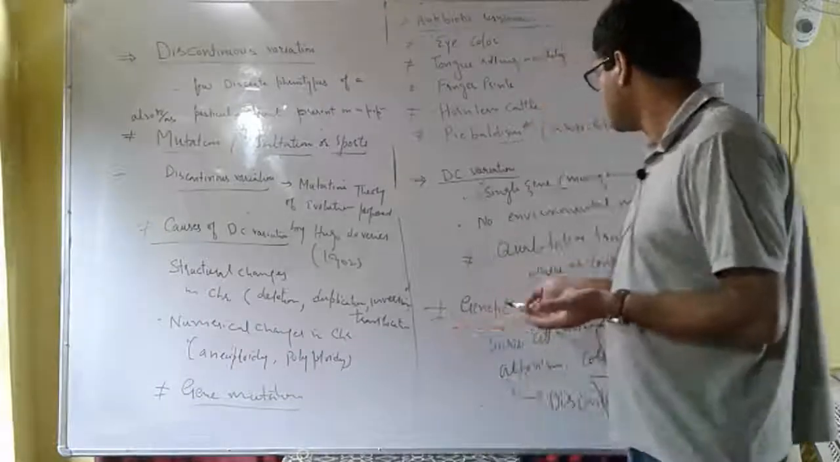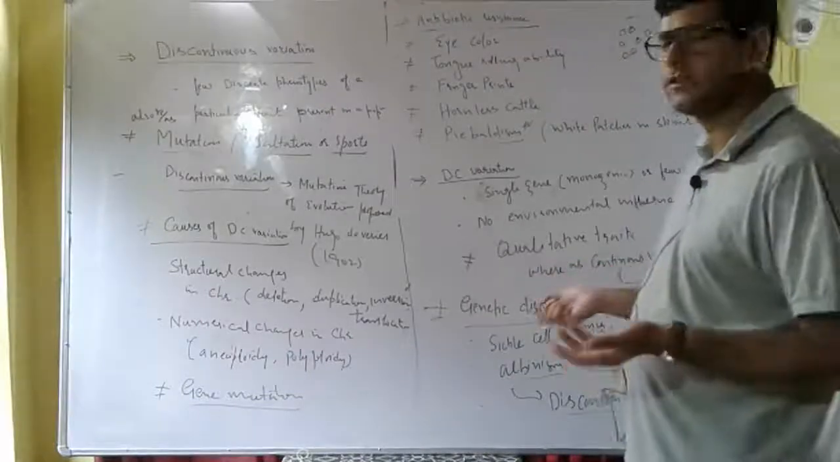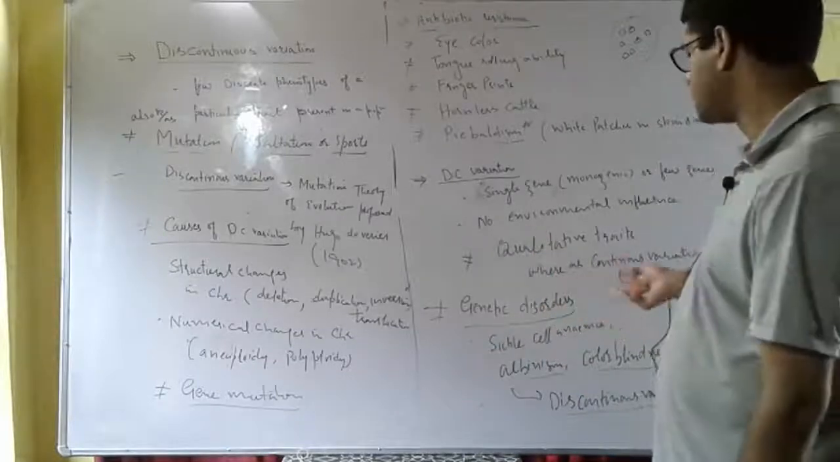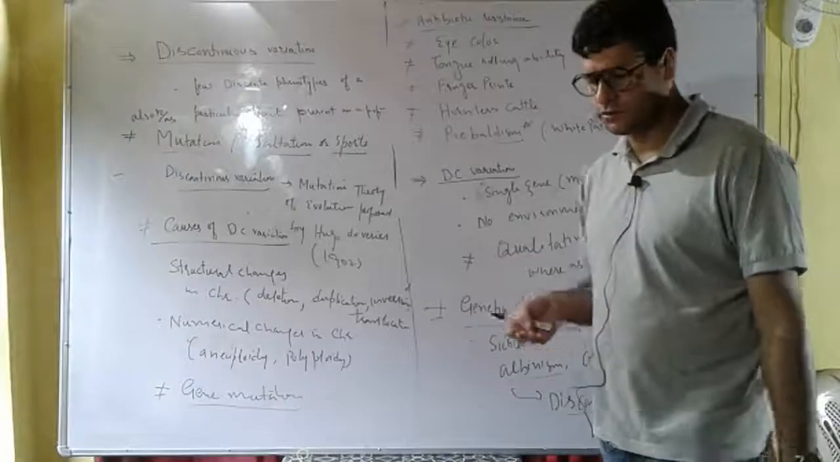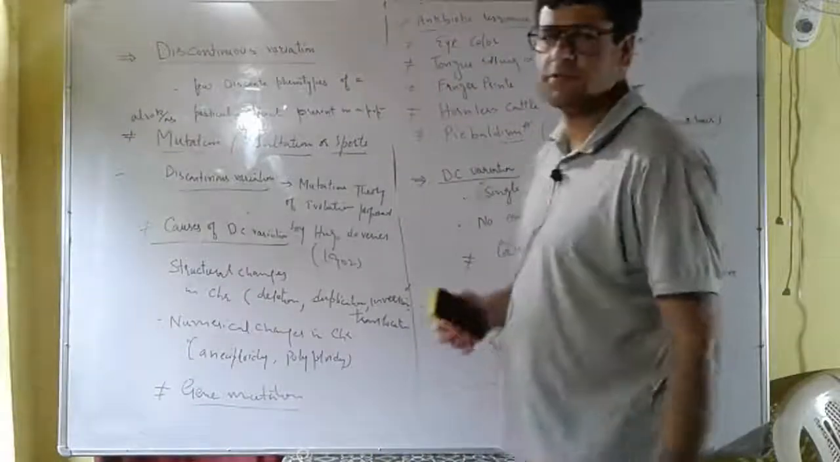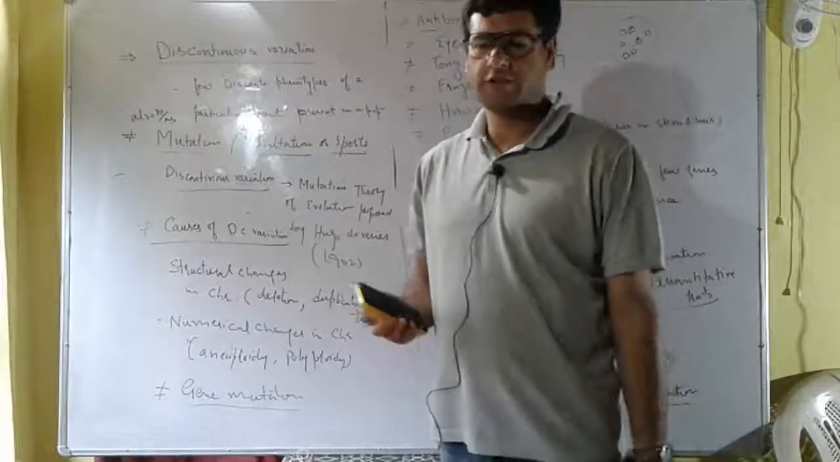And then genetic disorders, these variations are also examples of discontinuous variation. Then causes of discontinuous variation. Then there is another, what is called substantive variation and meristic variation.